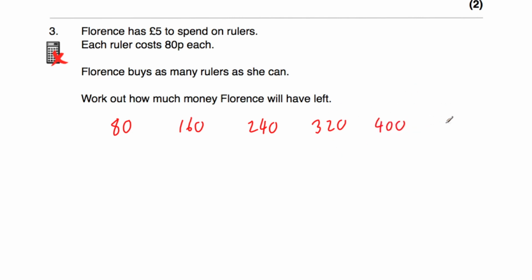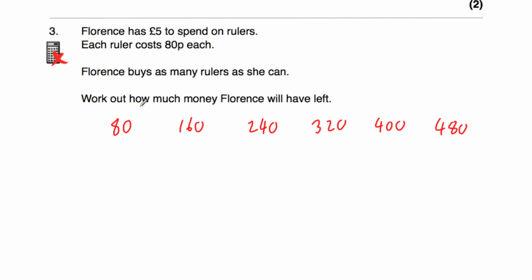If we add another 80p, that would be 480p or £4.80. Now she's only got £5, so she hasn't got enough money for another ruler. And here, what we've got is the multiples of 80. Or another way we could have done that is we could have said, well, the multiples of 8 are 8, 16, 24, 32, 40, 48, and so on. And we can just put zeros on the end, and that would be the multiples of 80. So one ruler would cost 80p, two would cost £1.60, and so on.